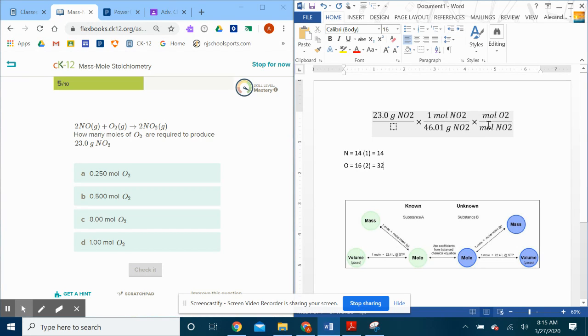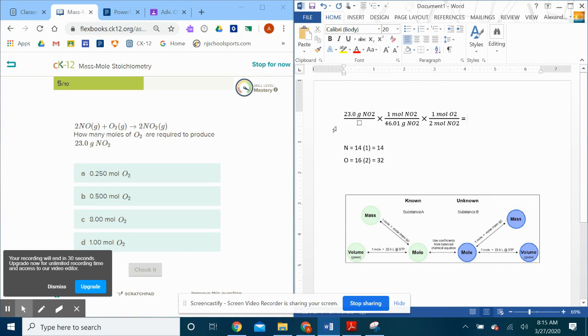Now, we have moles over moles. Where do we get the numbers there? Well, this is what we did the other day. This is when you look at your recipe. So, looking at our recipe here, here's our equation. The number 1 goes with O2 because that's the coefficient here. And for NO2, taking a look at the equation, the number 2 goes there.